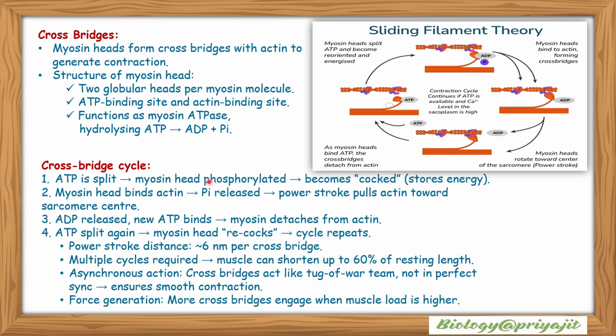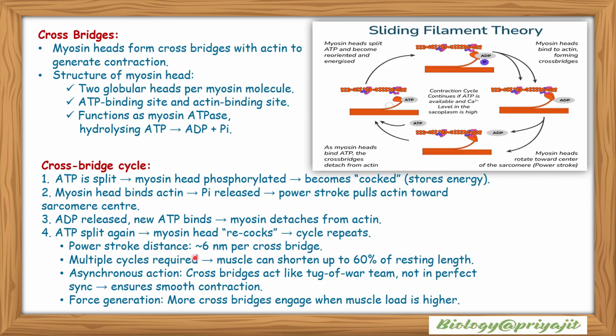ATP is split, the myosin head is phosphorylated, becomes cocked or stores energy. Then the myosin head binds actin, then inorganic phosphate is released. The power stroke pulls actin towards the sarcomere center. When ADP is released, new ATP binds and myosin detaches from the actin. Then ATP is split again, the myosin head recocks, and the cycle repeats.